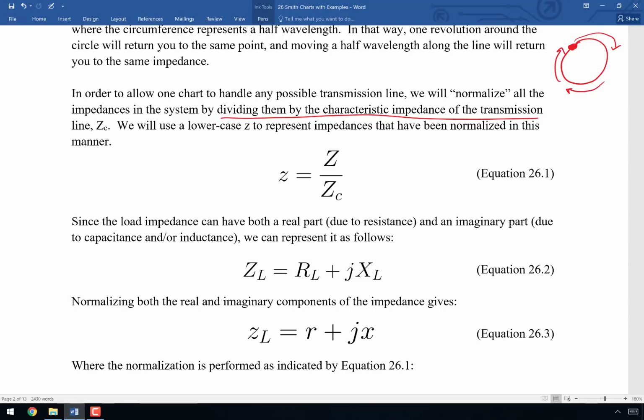Now, it's a little bit unfortunate that it's also very common to use lowercase z to represent distance along the line. So I will try to use z prime for distance. I'll have a lowercase z for normalized impedance, and then a lowercase z prime for distances. Notice that if we've divided by the characteristic impedance of the line, then we can use any characteristic impedance, and it'll all be normalized and appear on the same Smith chart.